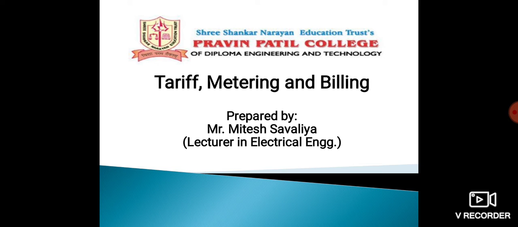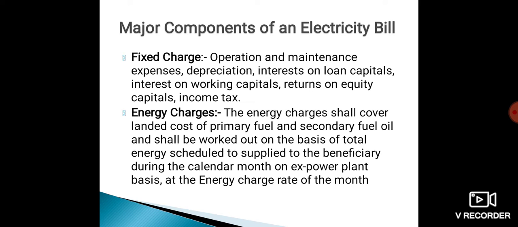There were 4 steps for designing any tariff structure, and now in this video we are going to learn the major components of tariff. So first cost is fixed cost or a fixed charge. So the fixed charge depends on operation and maintenance expense, depreciation, interest of loan on capitals, interest on working capitals, returns on equity capitals and income tax.